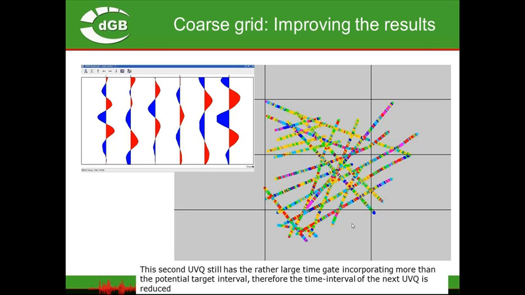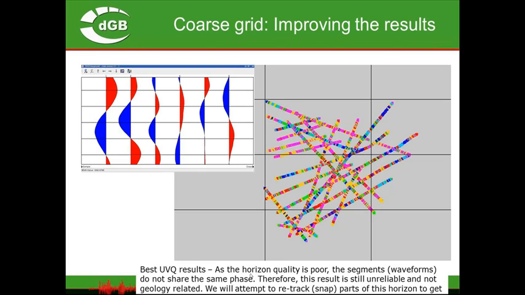And the final one is here, the best UVQ that we find for that data set. But, like I said, the result can be not reliable because of the horizon, which is not very well mapped. As you can see here, it's going on peak and then on trough and peak again. So the idea will be to go back to your mapping, or if you want, you track your horizon again, or you snap it to the nearest event, which is the peak in that situation.